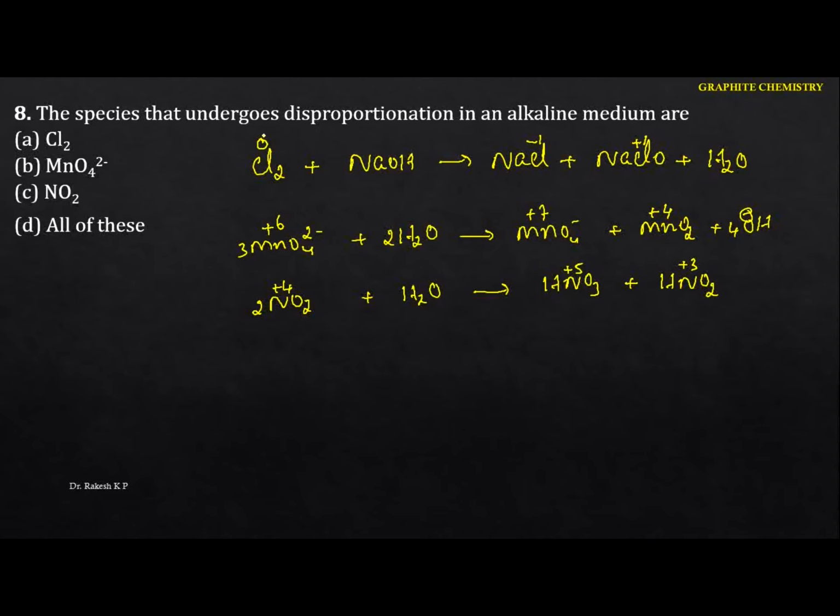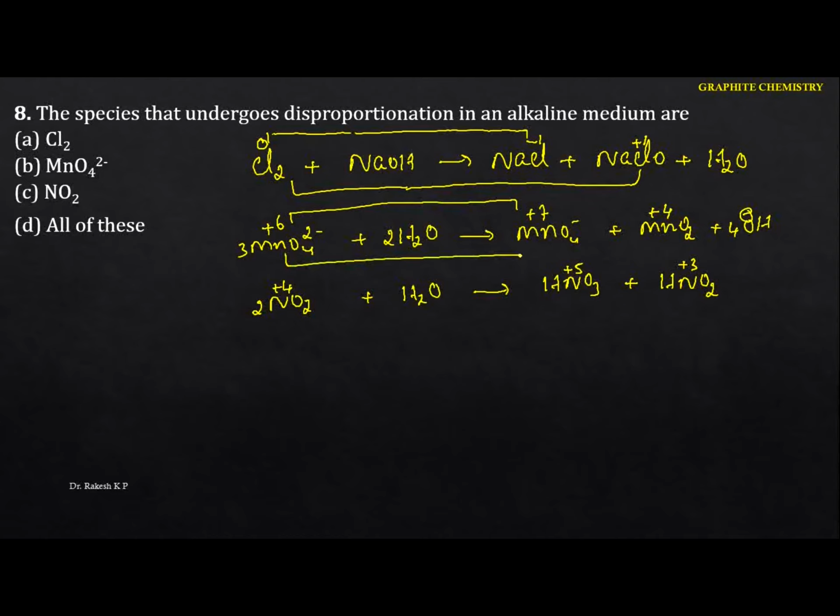You just identify the same element, especially the chlorine. Which decreases its oxidation number 0 to minus 1, and also increases its oxidation number to plus 1. Similarly, plus 6 to plus 7 is an increase in oxidation number, and also plus 6 to plus 4 decreases the oxidation number. Similarly here also, plus 4 to plus 5, plus 4 to plus 3. That means the same element decreases and increases its oxidation number, and that particular reaction you are going to call a disproportionation reaction. Hence in this case the option will be all of these.